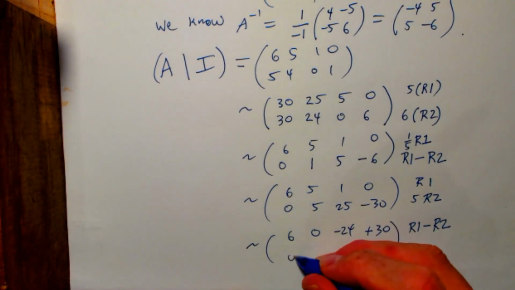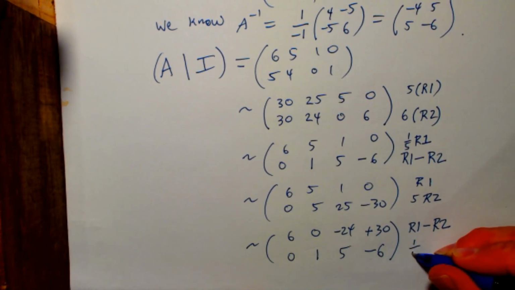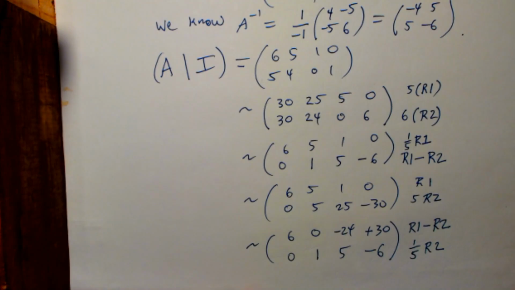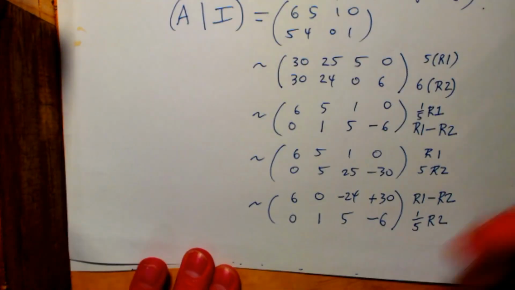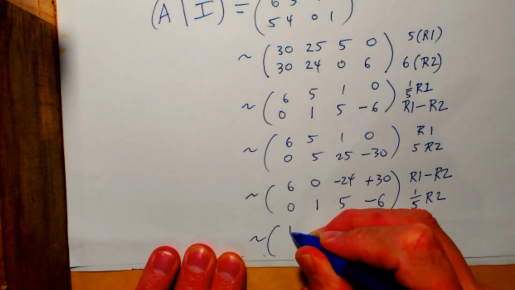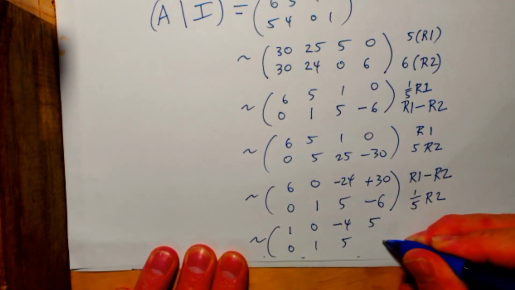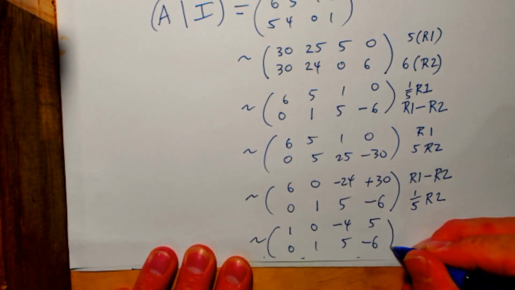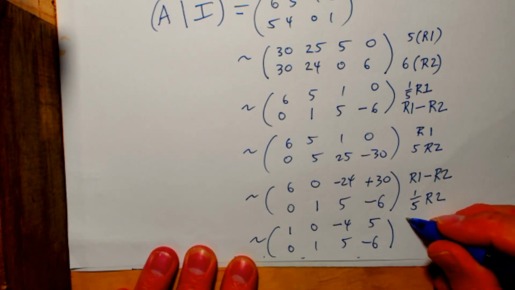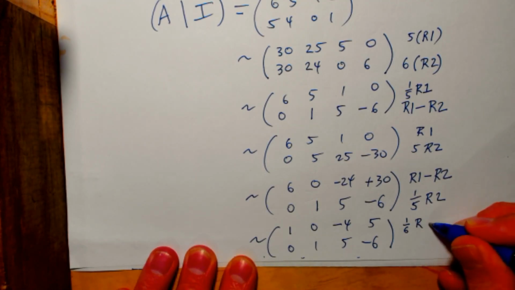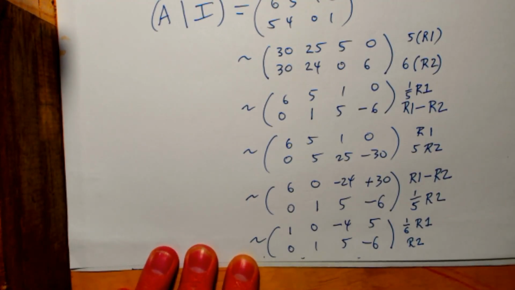Now with the second row we can divide by 5 and put 1, 5, minus 6, and that would be 1/5 row 2. Now I can see here everything is divisible by 6, so this is easy. We have 1, 0, minus 4, and 5, and then 0, 1, 5, minus 6. Okay, so what we have done is multiplied row 1 by 1/6 and left our row 2 the same. Alright, so that's in row reduced echelon form.